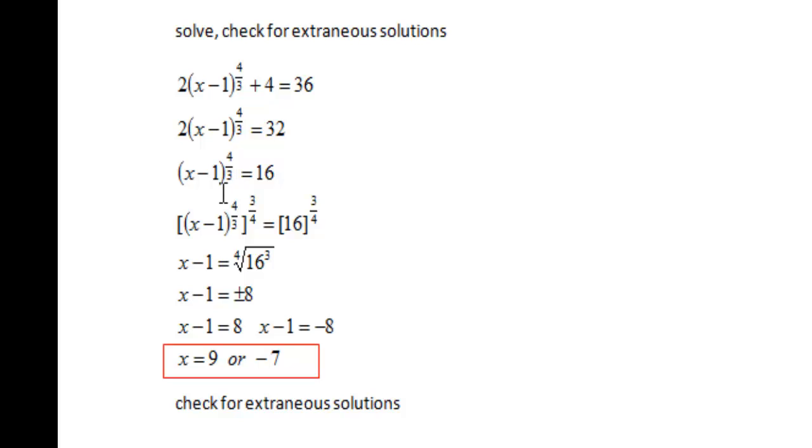the reciprocal. So x minus 1 to the 4/3 all to the 3/4, because when you raise a power to a power, you multiply your exponents, and 4/3 times 3/4 is 1. X minus 1 to the 1st power is simply x minus 1. That's the whole reason you do this. And that equals 16 to the 3/4.